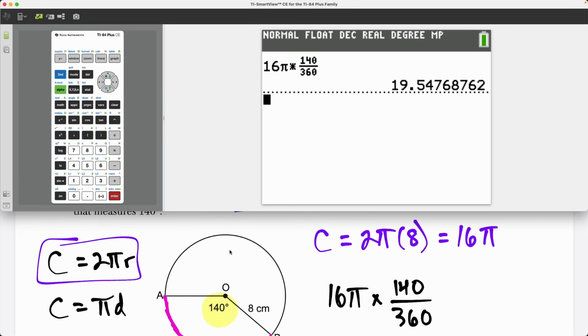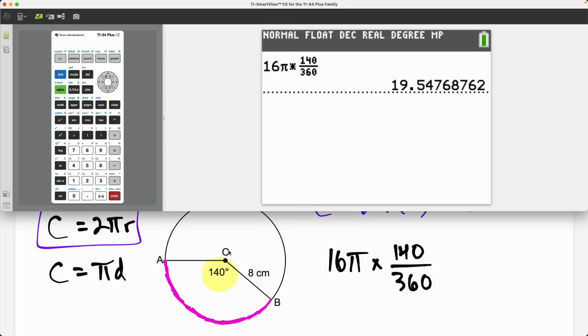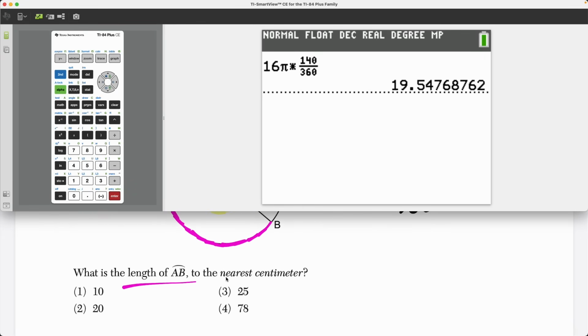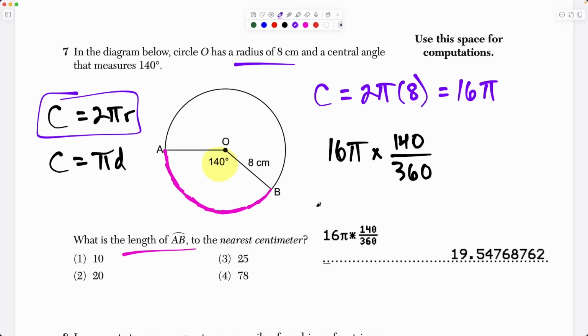And they're telling us here to round to the nearest whole number. All right, nearest centimeter, we're rounding to the nearest whole number. So we look at the ones place, which is a 9. To the right is a 5, so we're going to round 19 up to 20. So to the nearest centimeter, the length of arc AB is 20 centimeters.